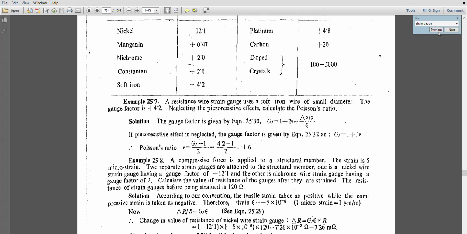We will be discussing a few problems that you will be encountering in unit number 2. Okay, let's begin with strain gauge. This is a problem that we would have seen in the presentation only.